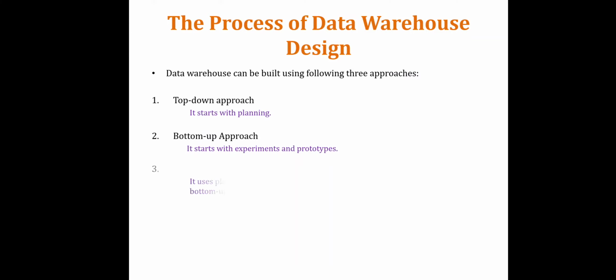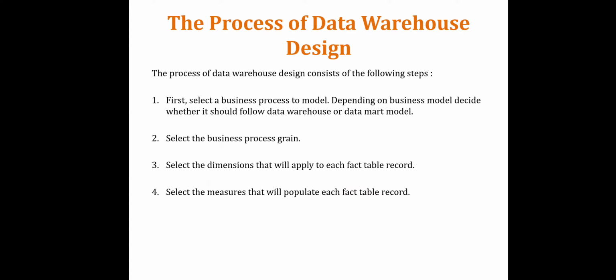And the next approach is also called the combined approach. It uses the planned or strategic nature of the top-down approach with the rapid implementation of the bottom-up approach. As I am saying, bottom-up is less expensive as well as a very rapid implementation approach, so the speed of implementation is very high. So we can use both, the top-down as well as the bottom-up approach. Which are the different steps required for designing a data warehouse?